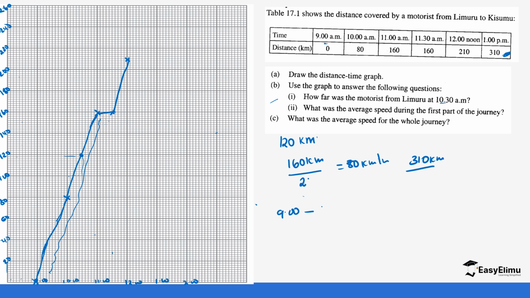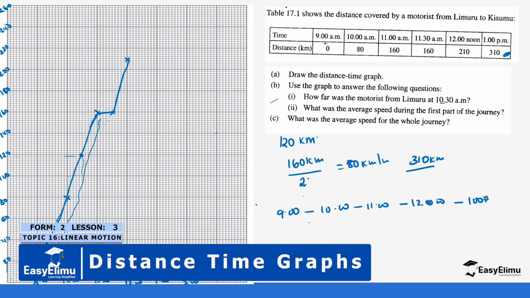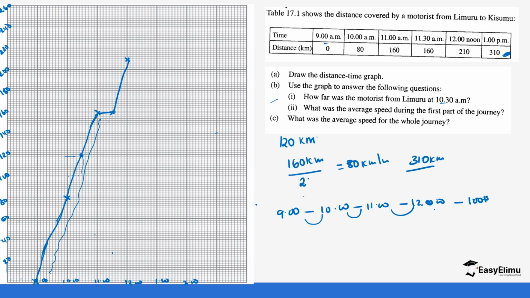So then 9 a.m. to 10 a.m. to 11 a.m. to 12 p.m., that is, and then to 1 p.m. Let's count the number of hours. We have 1, 2, 3, 4. So we have 4 hours. So the total is going to be 310 divided by 4. So this is going to give us 77.5, and it's going to be kilometers per hour, because this was hours. So that's how you interpret the graph.